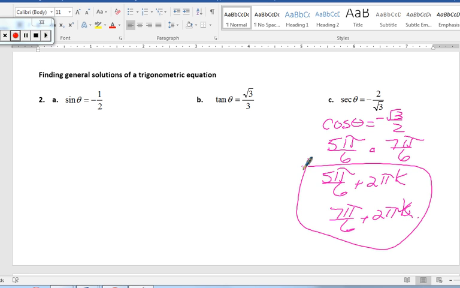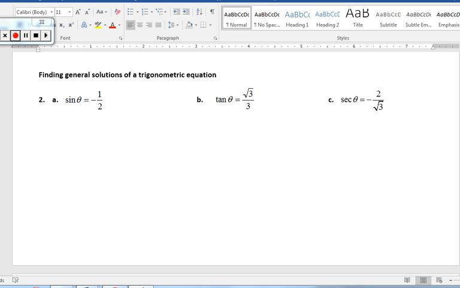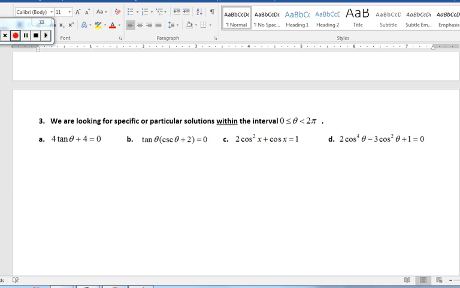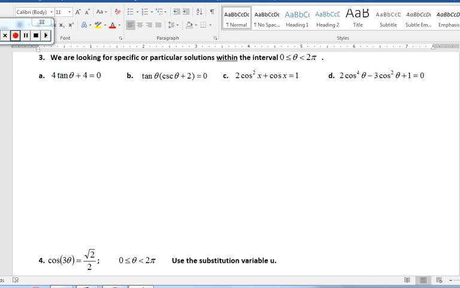All right, so let's solve a couple of equations. Flipping our papers over. What you want to do first is isolate your trig function. So first I'm going to subtract 4 over, and then I'm going to divide by 4. So I have the tangent of theta is equal to negative 1.